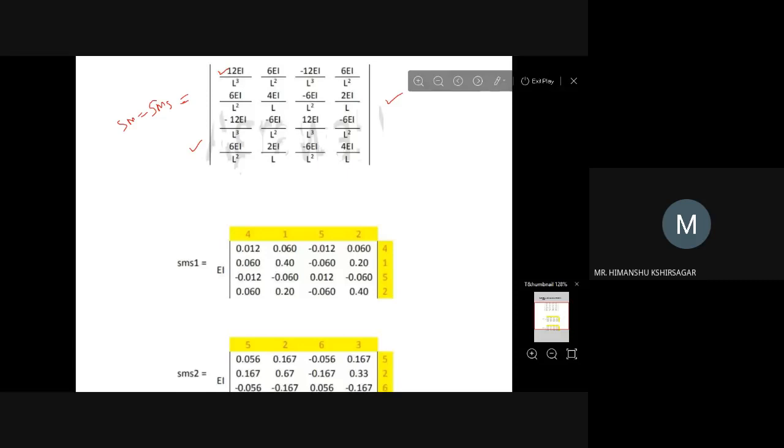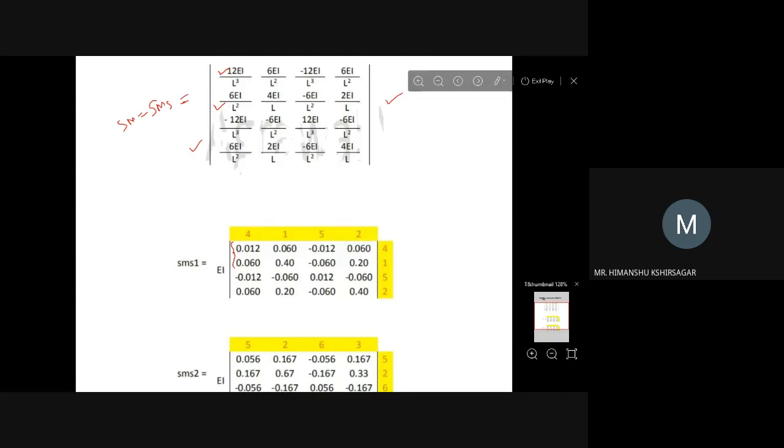Then what is the third value in the first row? It is minus 12EI by L cube, so minus 0.012. Then 6EI by L square, the same value, so 0.060. Then in the second row, what is the first value? 6EI by L square, 0.060. Then the value of 4EI by L. Then minus 6EI by L square and 2EI by L. Only these 2 rows you have to keep in mind.